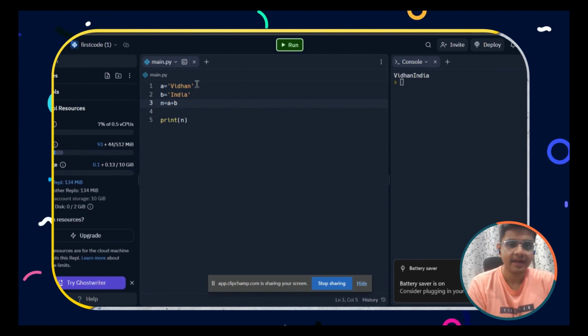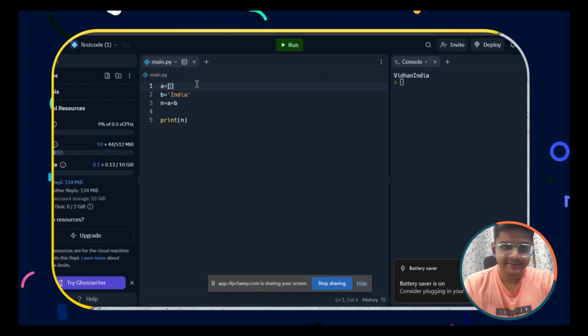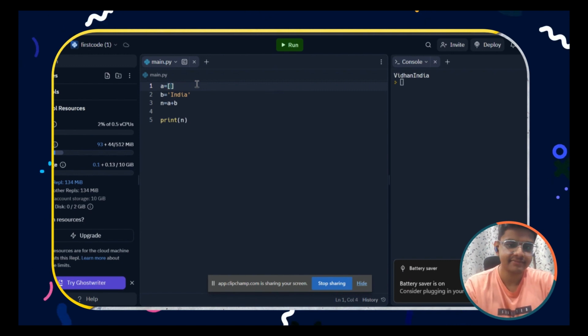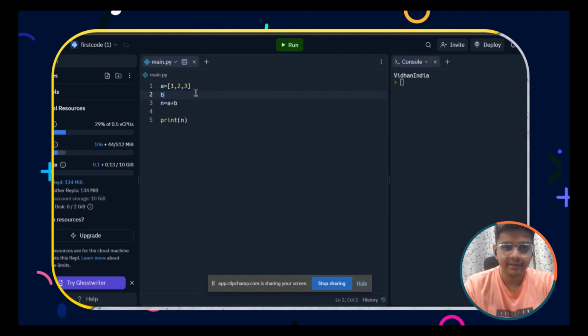Let's try some other type this time. What kind can we try? Let's try not a string, let's try a list. Let's take random numbers 1, 2, 3, and here let's take random numbers again.